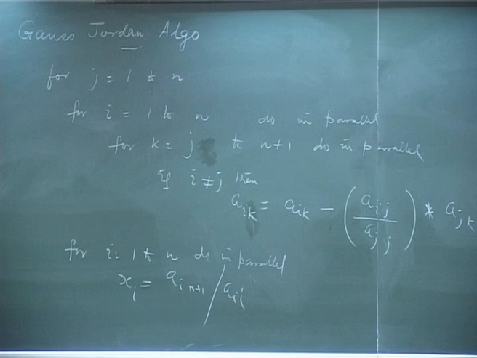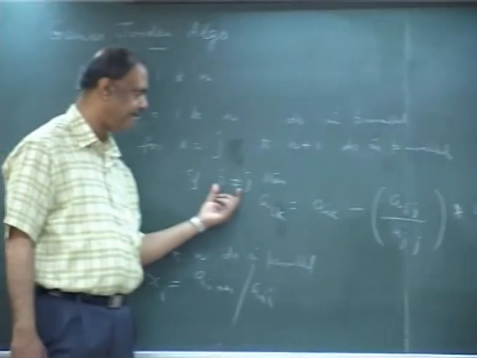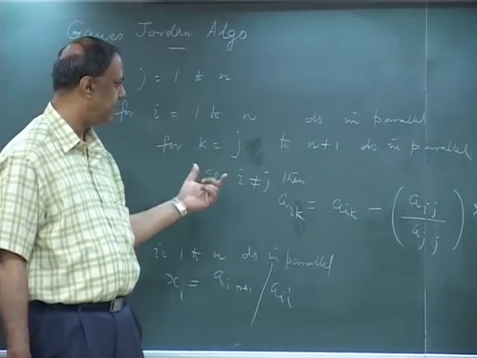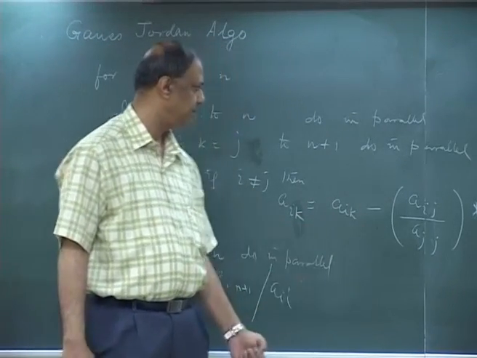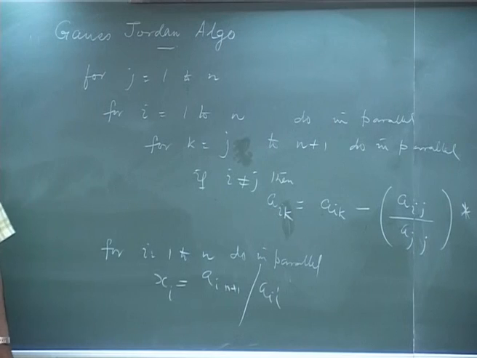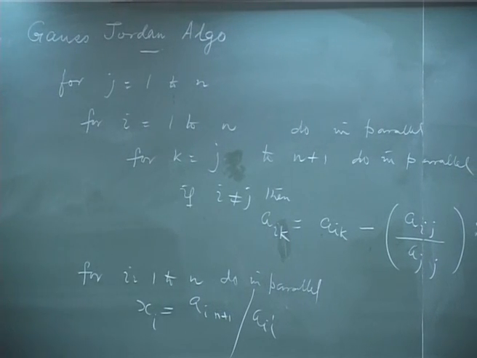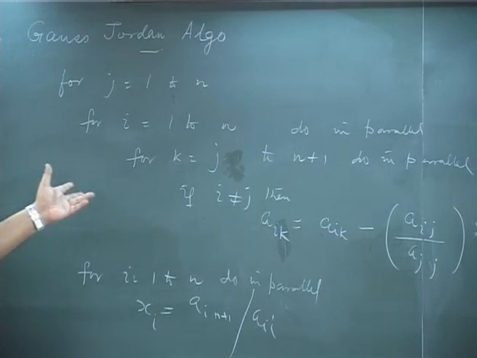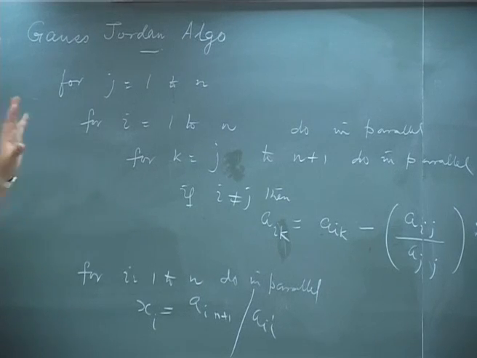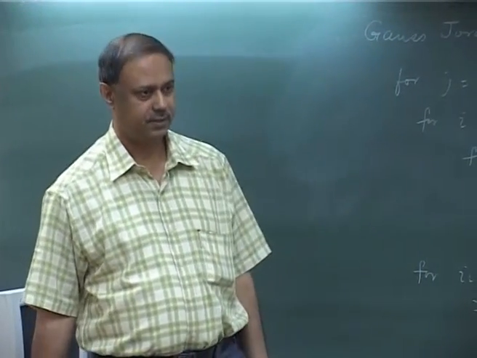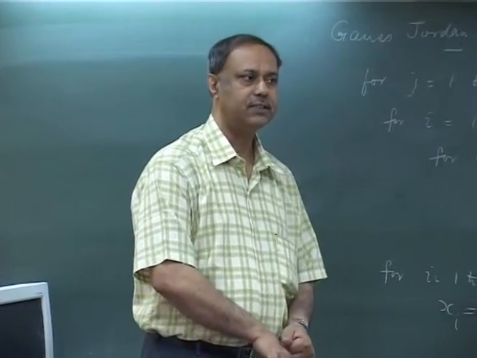Can you tell me why i cannot be equal to j? If i equals j, then this becomes 0, right? So the next iteration may create a problem. So basically you are avoiding the pivot element. This can be used on a shared memory model. One thing you remember: for numerical methods problems, generally we work on a shared memory model, but people are working nowadays on cluster machines.